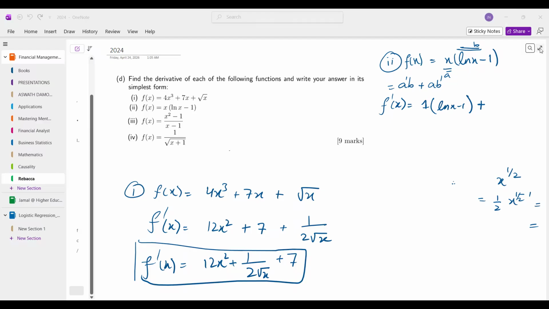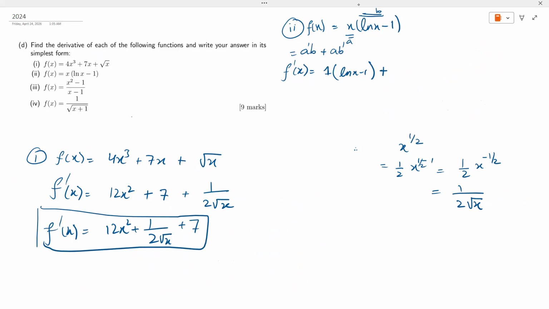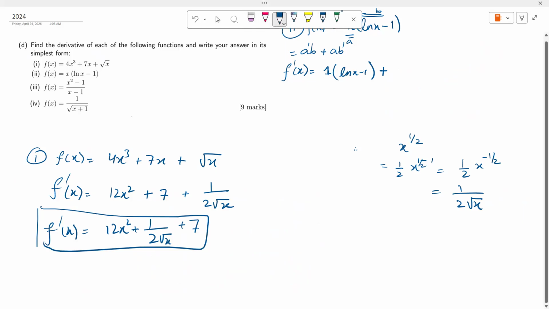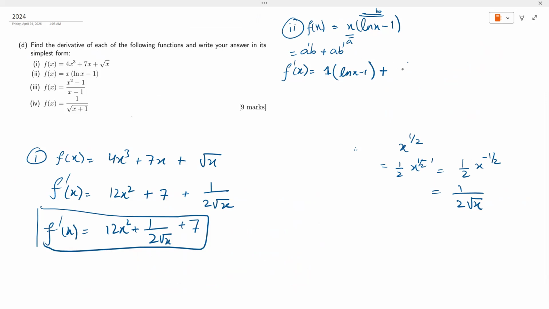So I was solving my second part, and I was using the product rule over here. I took the derivative of my first part, x, which would be 1, and b as it is. And then in the next term, my a would be as it is, but this time around, I'll take the derivative of the b part. The derivative of ln x would be what? 1 upon x, simple. And the derivative of minus 1 would be 0. So x into 1 upon x. So I would get ln x minus 1, and this x will get cancelled out, plus 1.